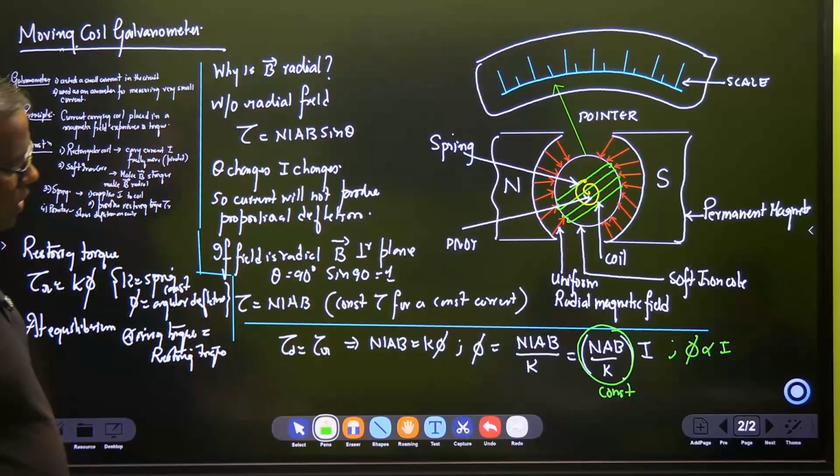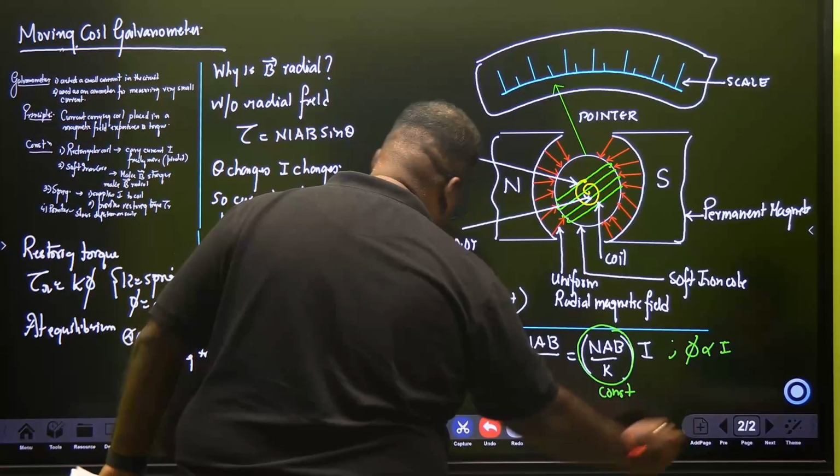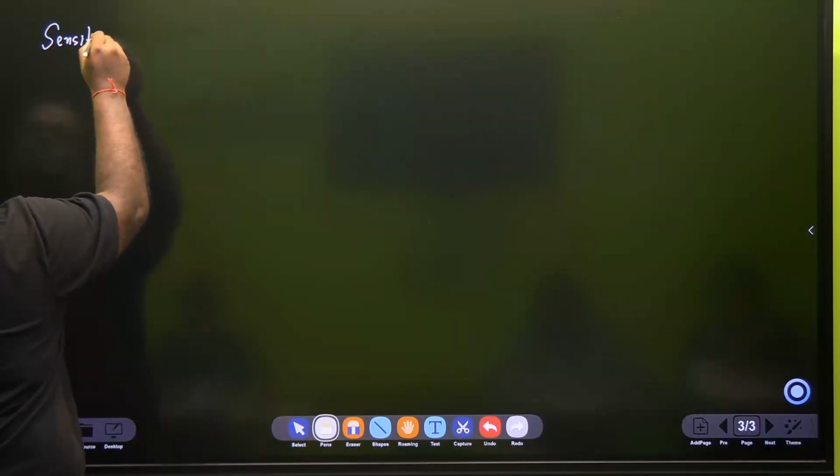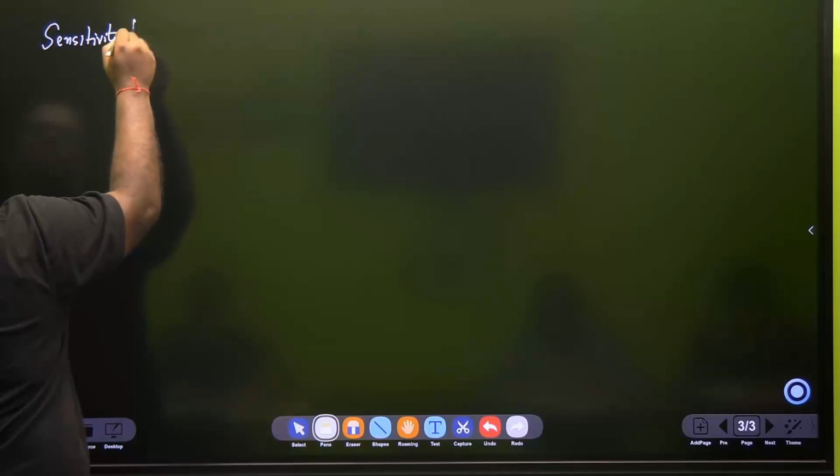I'll change the screen now. Our next job is to study something called sensitivity. Sensitivity of the galvanometer.